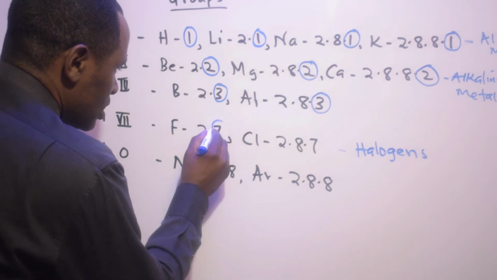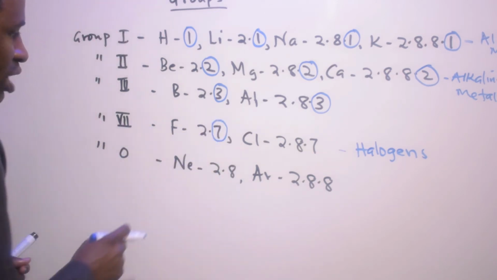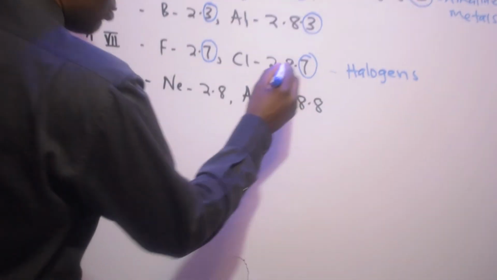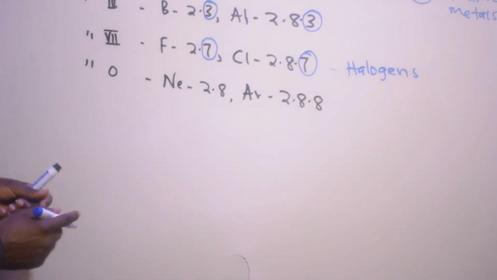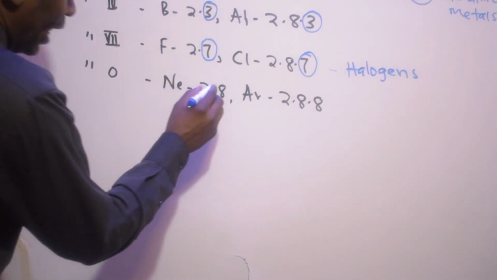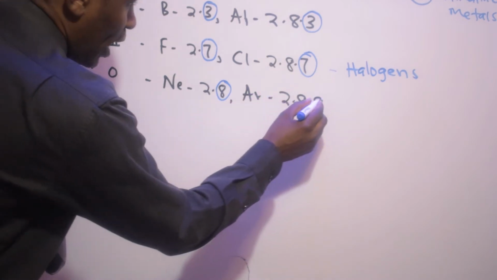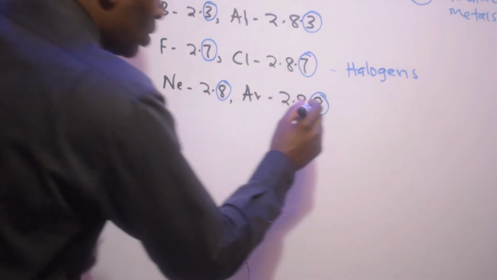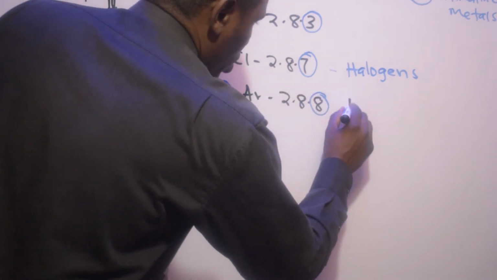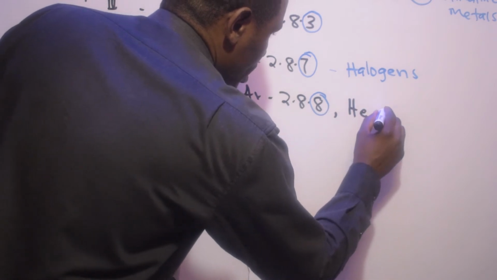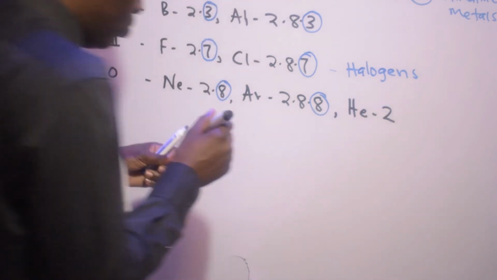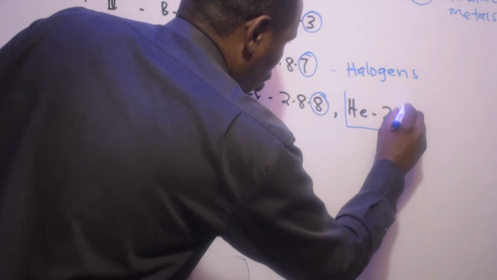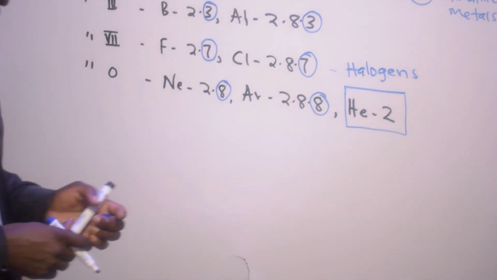So in each of these cases, for group 7, there are 7 electrons in the outermost energy level. For chlorine, again, 7 electrons in the outermost energy level. For neon, 8 electrons in the outermost energy level. We have argon, 8. And I forgot to mention that in group 0, helium is a special case altogether, with 2.